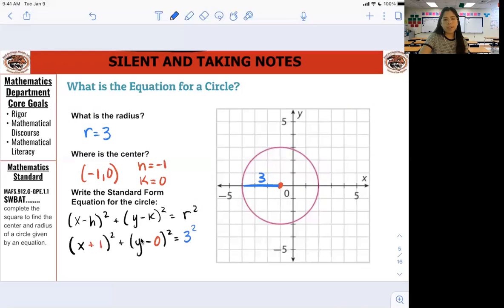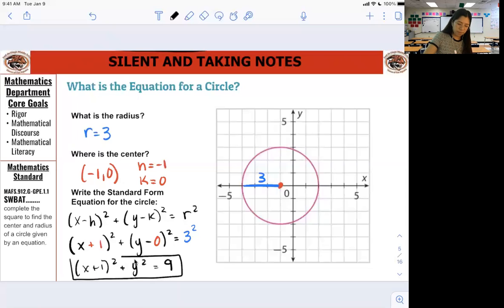Now, what is y minus 0 going to be? Yeah, just y. Think about it. If you take 0 away from it, it's still going to be y on its own. So when I simplify this, I'm going to write x plus 1 squared plus y squared equals 9. Exactly. What is 0 squared? What's 0 times 0? 0. So we don't have to write it at all.